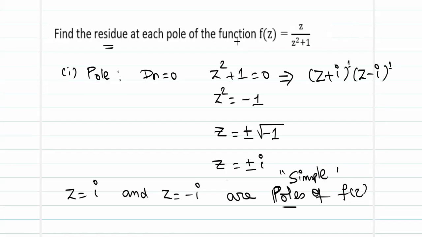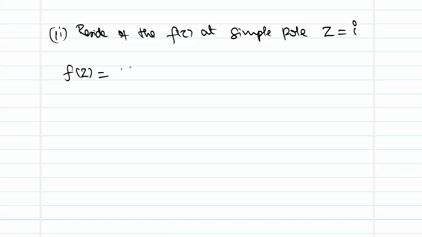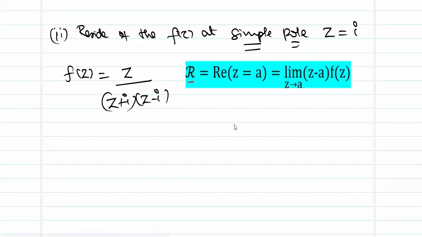What was our function f of z? z by z square plus 1. Z square plus 1 has been factorized as z plus i into z minus i. So this becomes z divided by z plus i into z minus i. So this is going to be my function. I want a simple pole's residue. Now it's time to recollect the formula for a simple pole. What is my formula? Residue at z equal to a is given by limit z tending to a, z minus a into f of z.